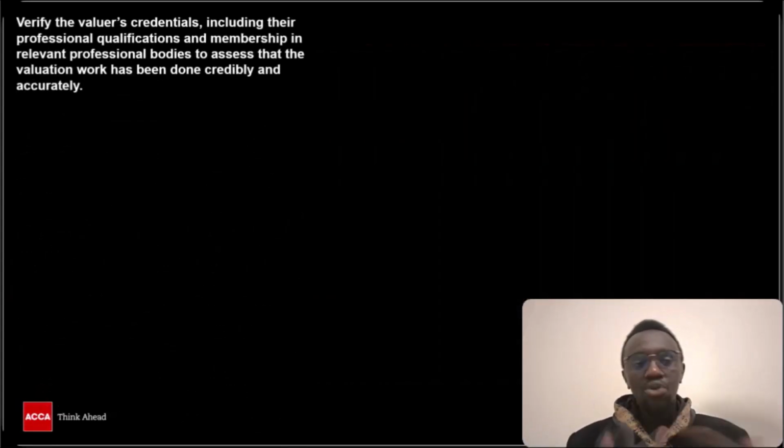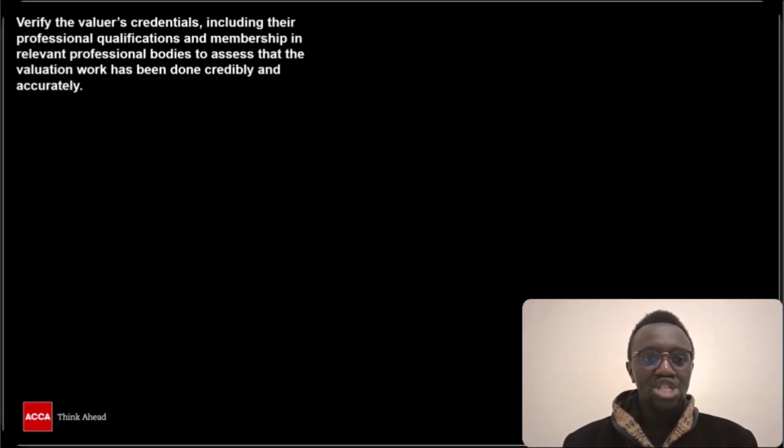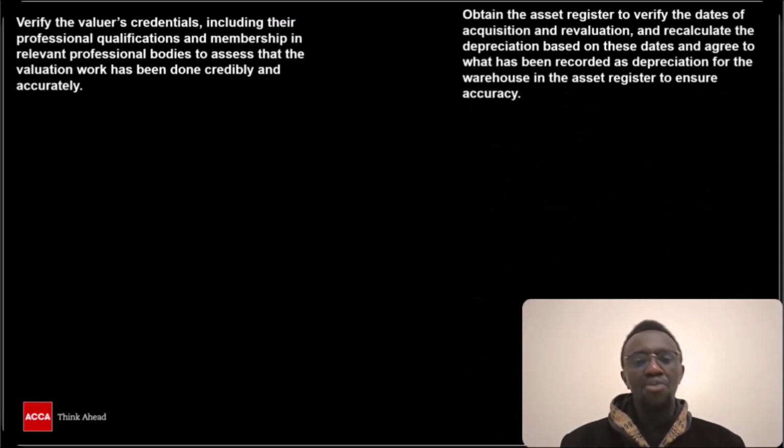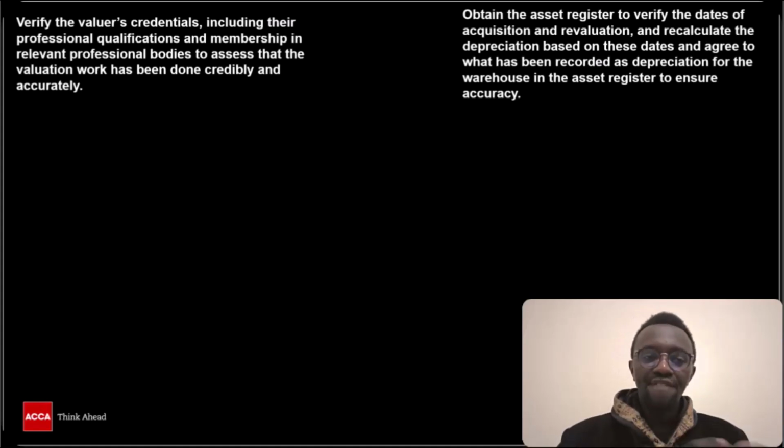So I move on. And I could give this: verify the valuer's credentials, including their professional qualifications and membership in relevant professional bodies, to assess that the valuation work has been done credibly and accurately. Look at that. Fantastic point. Let me give another one. Obtain the asset register to verify the dates of acquisition and revaluation, and recalculate the depreciation based on these dates, and agree to what has been recorded as depreciation for the warehouse in the asset register. To do what? To ensure maybe accuracy.